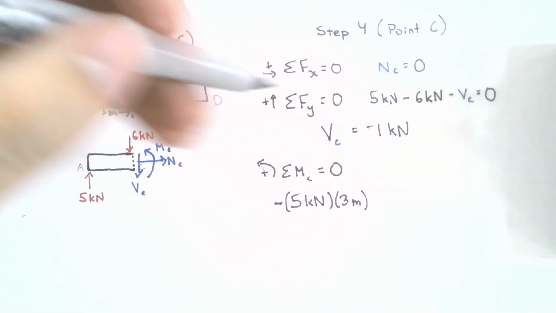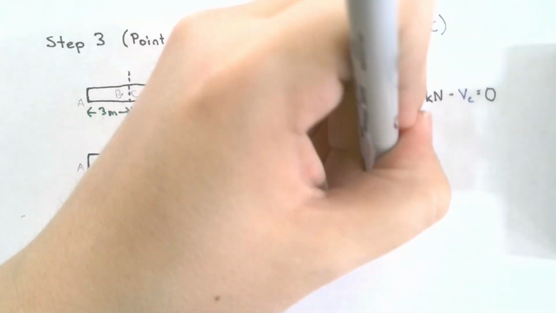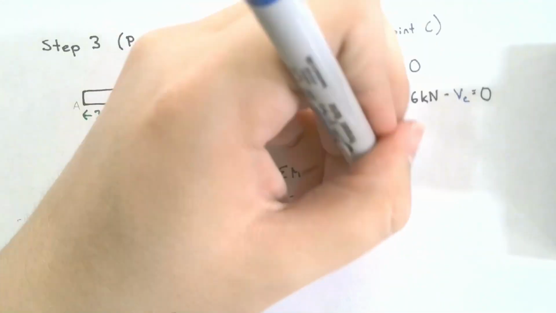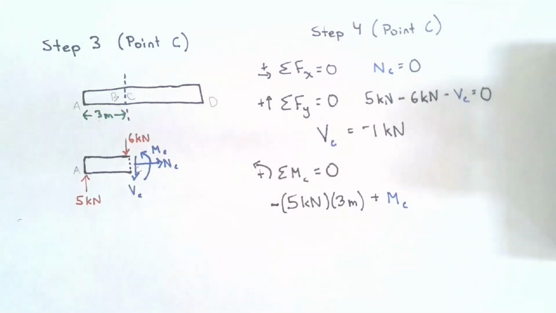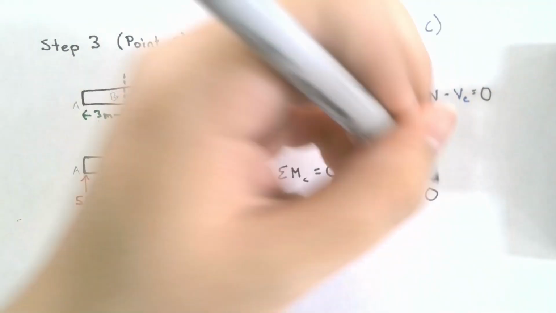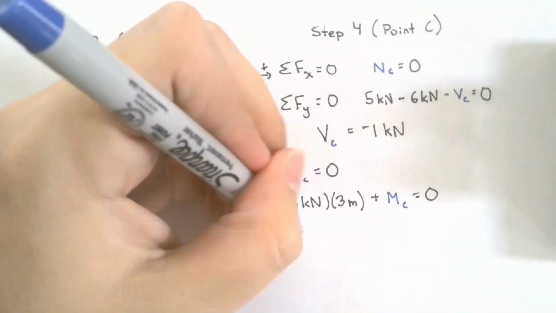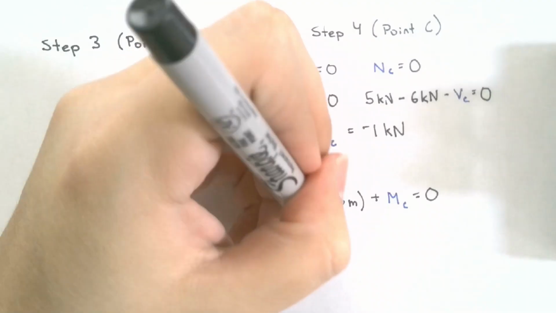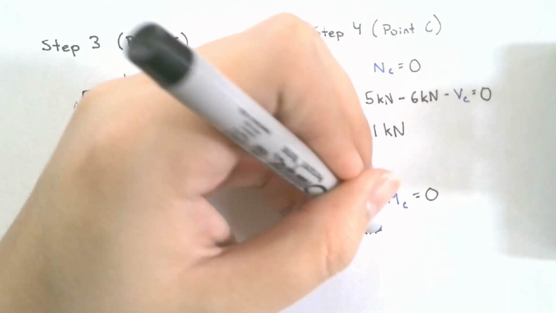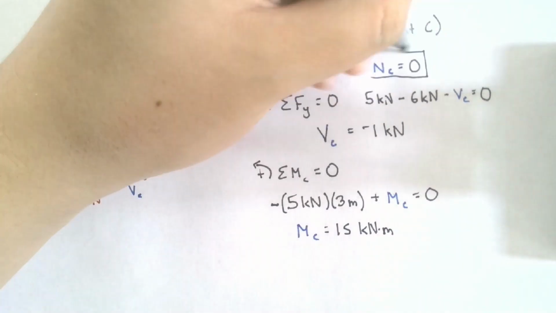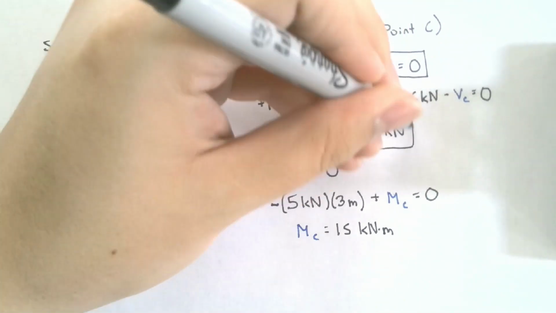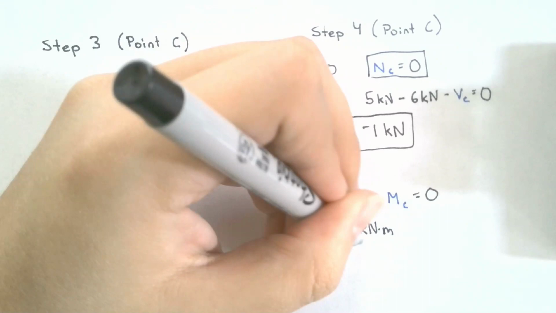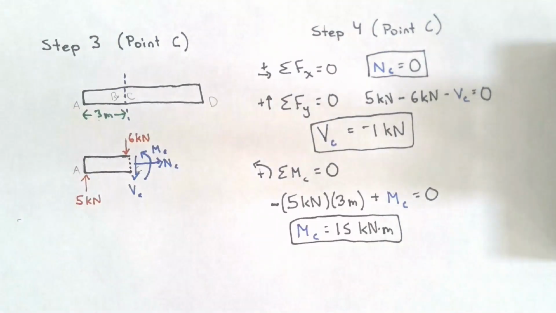We'll have a 6 kilonewton force times 0, and we'll have our internal bending moment, M sub c. Solving for our bending moment, we get that M sub c will equal 15 kilonewton meters. And don't forget to mark your answers. And there you have it. That's how you find the internal forces at two different points in this beam.